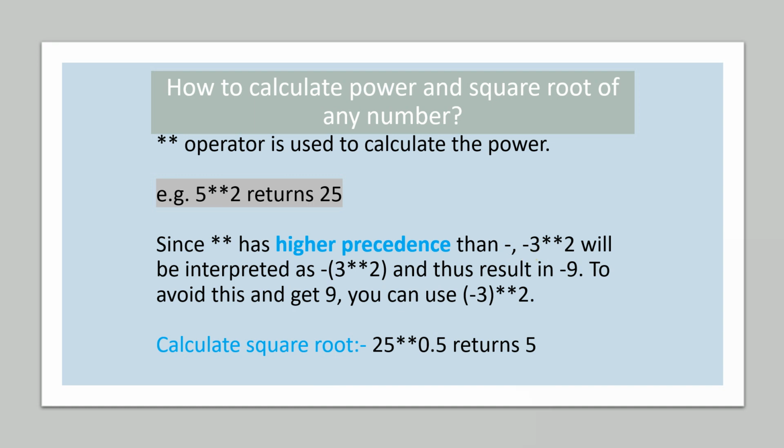So if you want to calculate the power of a negative number, then you need to pass it like this: (-3) star star 2, then it calculates the power of that value. So let's see the example.